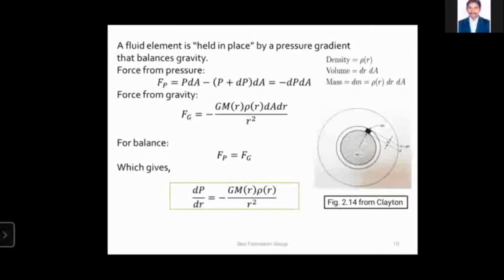In the next slide, we have tried to find the pressure gradient which balances gravity. This is found by the equation shown below, the pressure gradient in the box. This is the equation of hydrostatic equilibrium, which shows how the pressure in the Sun changes to balance gravitational collapse.